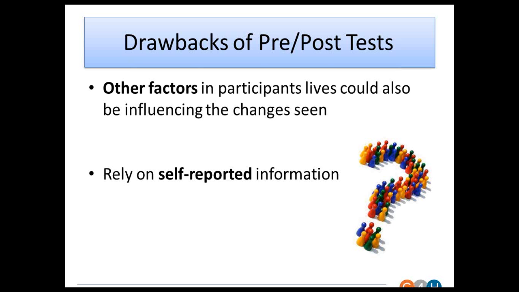Another drawback of using pre and post tests is that they generally rely on self-reported information. This means that the participant provides their own answers as they see it themselves. How accurate or inaccurate this self-report is called bias. For example, a participant might be tempted to respond to questions based on what they think sounds socially acceptable, not on what they actually know or what they actually do. Over-reporting how much they use condoms is a good example of this.